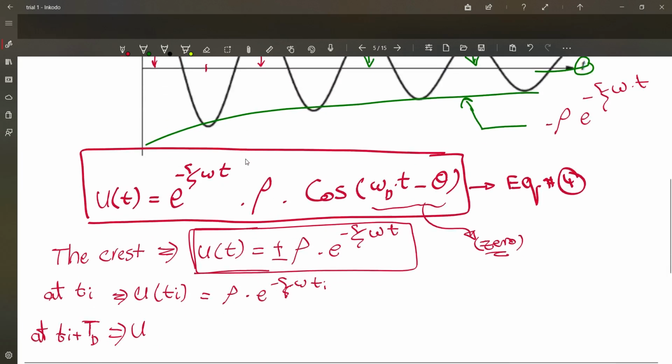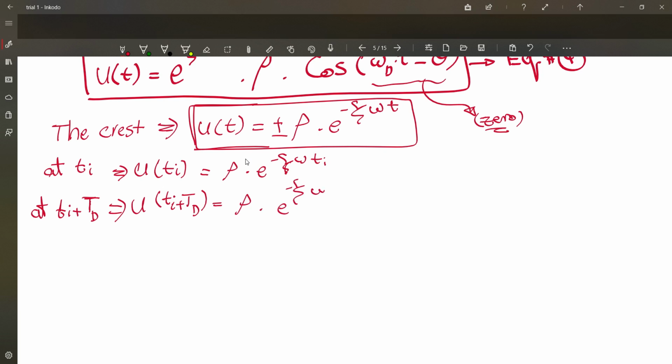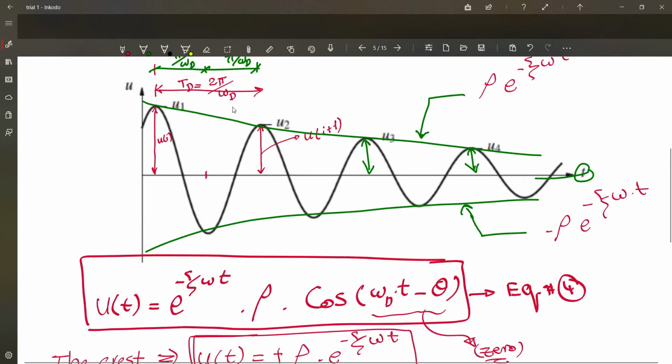Okay, so based on this, we are going to have our equation of motion, which is u of t i plus T d. It is going to be rho e to minus psi omega, instead of t i, it is going to be t i plus 2 pi over omega d, which is going to be after a complete cycle, right?